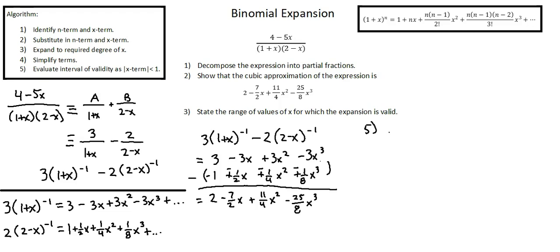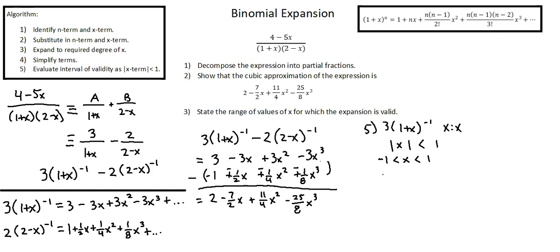Now we have 2 binomials and we need to evaluate each of the x terms individually. So for our first term, 3 times (1 plus x) to the power of negative 1, we identified our x term as x. So here we'll evaluate the absolute value of x is less than 1. Negative 1 is less than x is less than 1.